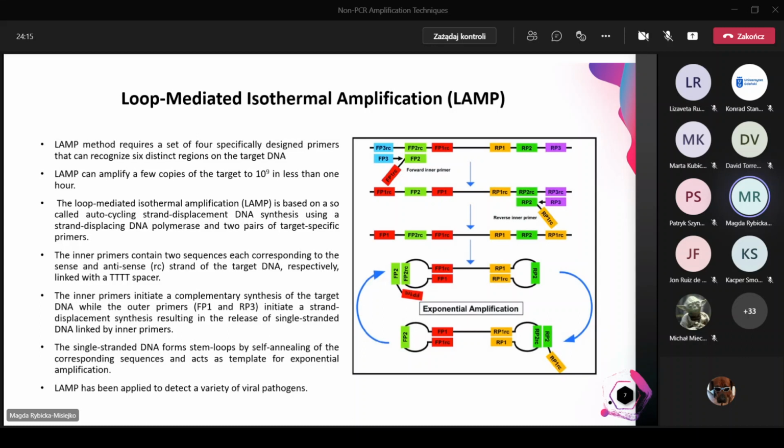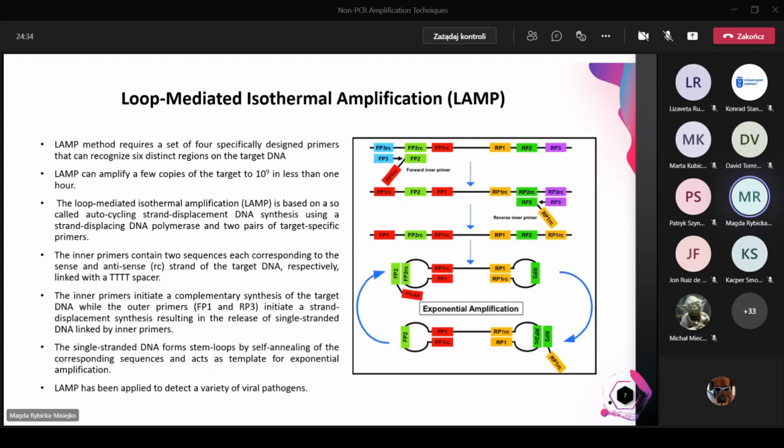In this case, one-step amplification, the same as the amplification of DNA, can be performed by the addition of a reverse transcriptase enzyme, because the reverse transcriptase also exhibits strand displacement activity.